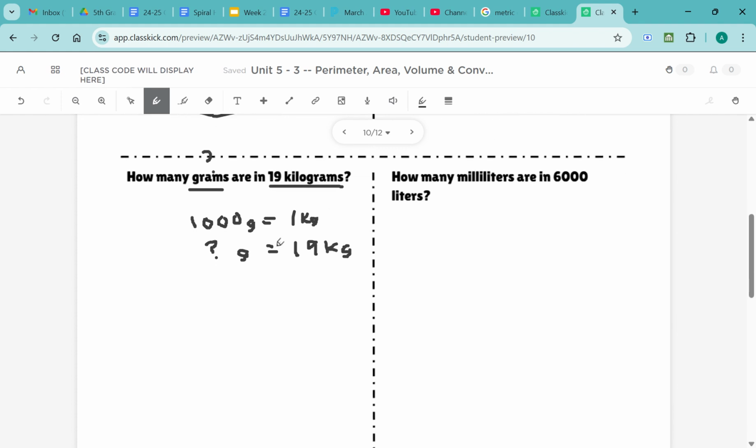Okay, so I want to think, I have kilograms, right? I have 19 kilograms, and I'm going to turn those into what? Grams. So I'm going from, well, which one's bigger? Am I going from a small unit to a large unit, or a large unit to a small unit? Since 1 kilogram is 1,000 grams, I know 1 kilogram is larger than 1 gram. So I'm going from a large unit to a small unit. Whenever I go from a large unit to a small unit, I multiply.